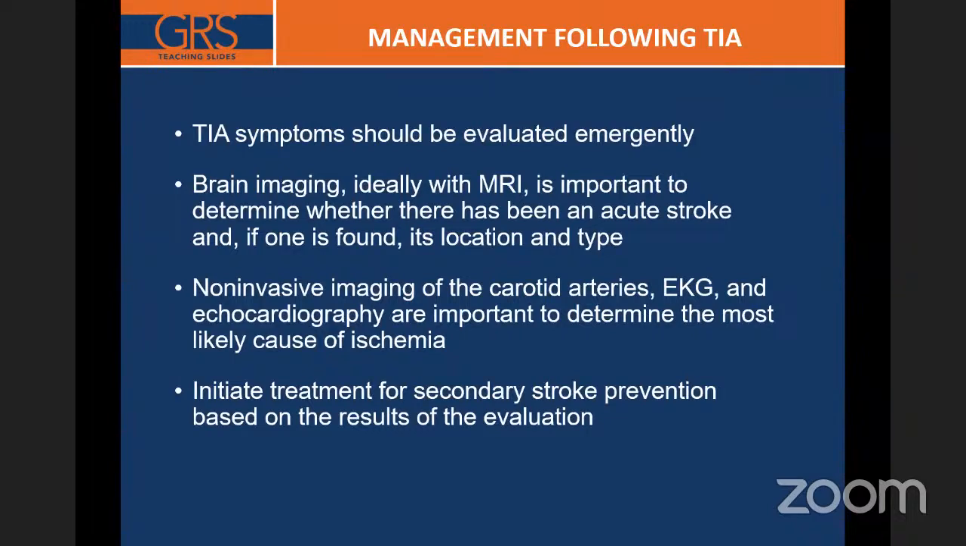Management following transient ischemic attack. Transient ischemic attack symptoms should be evaluated emergently. Brain imaging, ideally with MRI, is important to determine whether there has been an acute stroke and, if one is found, its location and type. Non-invasive imaging of the carotid arteries, EKG, and echocardiography are important to determine the most likely cause of ischemia. Initiate treatment for secondary stroke prevention based on the results of the evaluation.